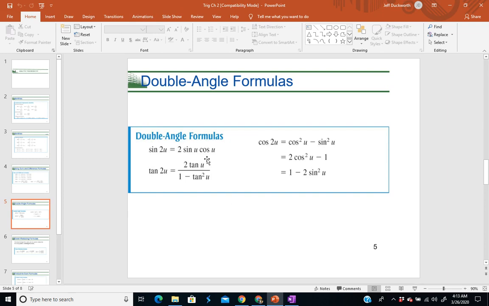All right, so there's one for the sine of 2u, there's one for tangent, and there's one for cosine. Actually, there's 3 different versions, but a couple of these involve the other identities, the Pythagorean identities for the cosine. But right now we're going to focus on this first one. So sine of 2u equals 2 times sine of u cosine of u.